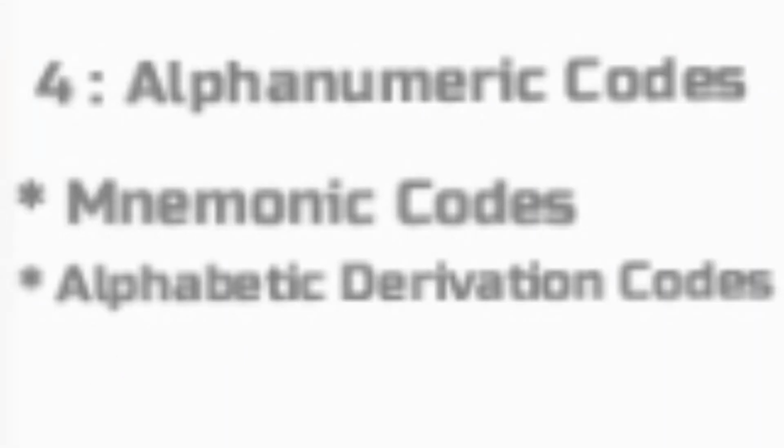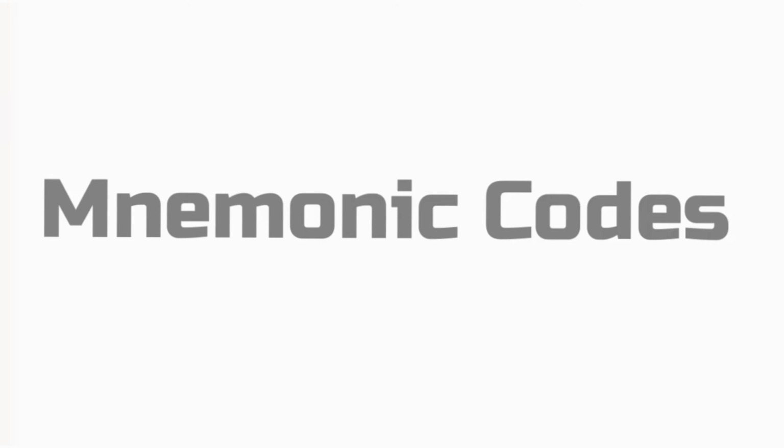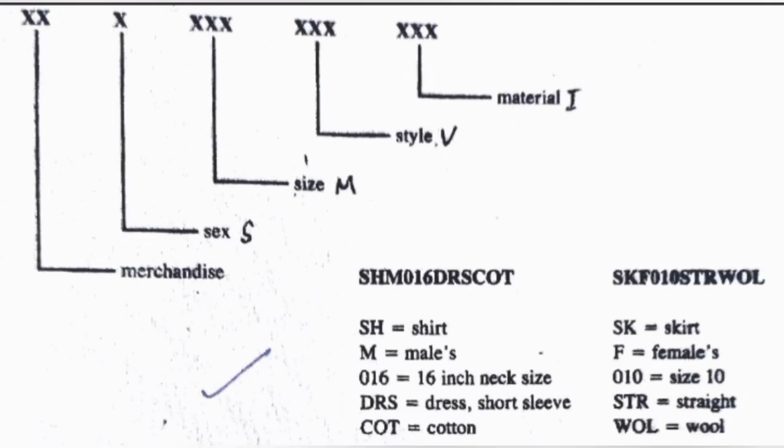Fourth one, alphanumeric code, which describes items by the use of letter and number combinations. There are two types of alphanumeric codes: mnemonic codes and alphabetic derivation codes. First one, mnemonic codes. Mnemonic codes are letter and number combinations obtained from descriptions of the coded item. A mnemonic, or memory aid, is a reminder of the name or description of an item. The figure shows two examples of mnemonic merchandise codes.